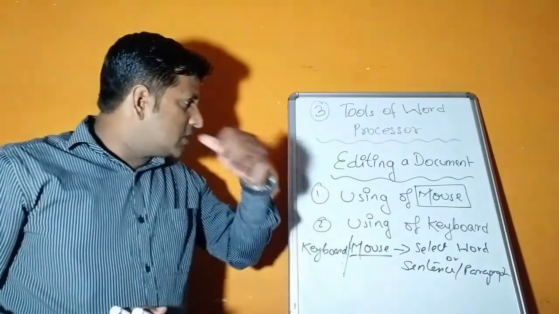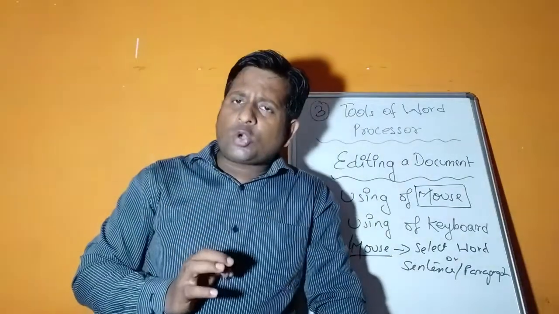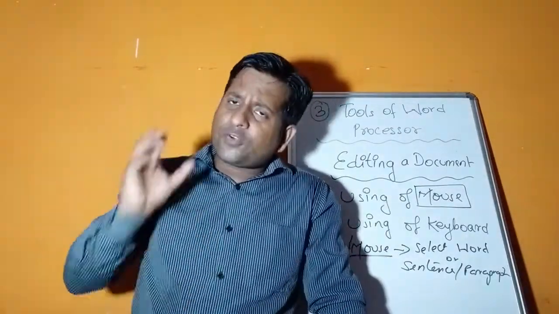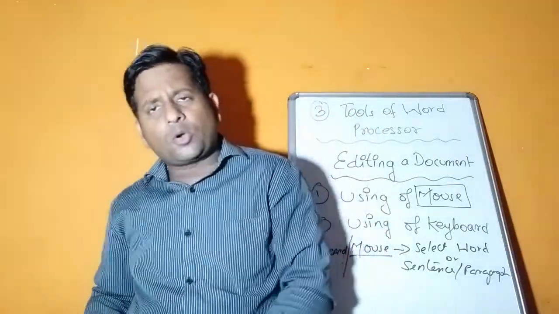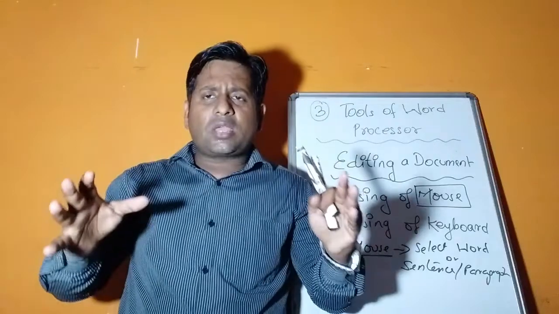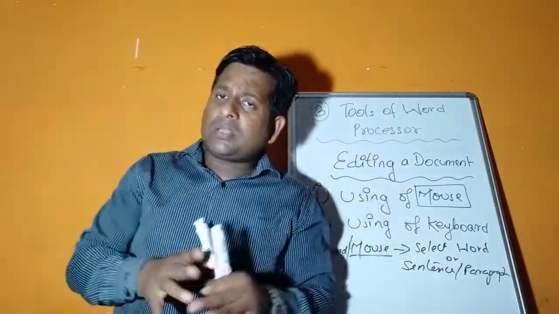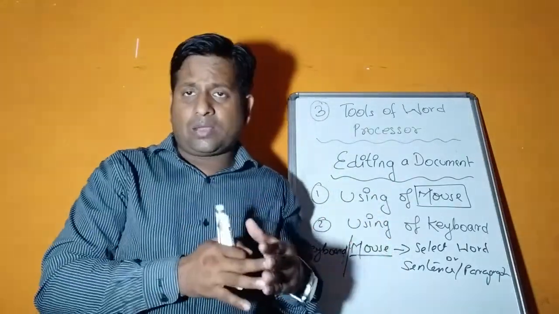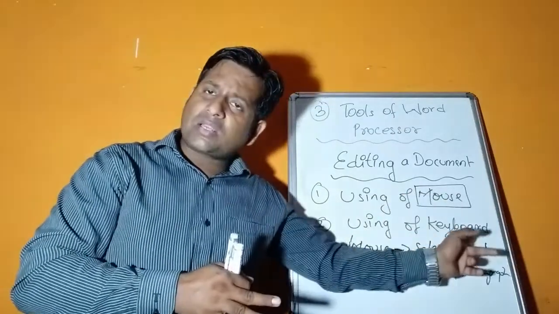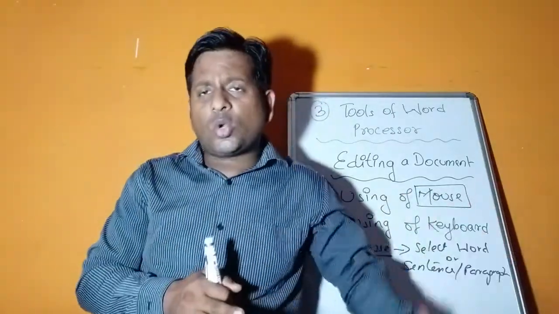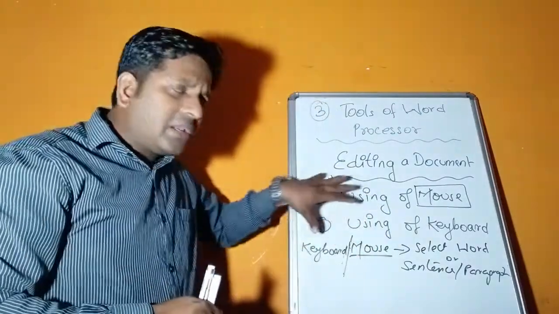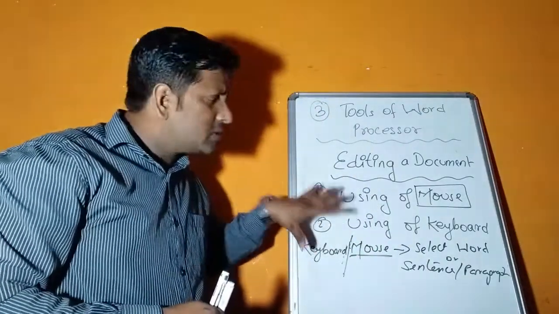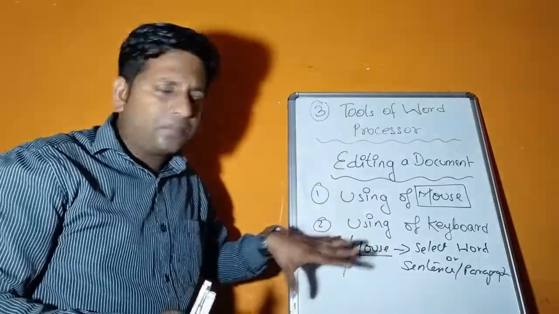So children, for editing of any document, first of all we need to select, and for selection there are two ways. Either we can select using a mouse or using a keyboard. Either way, the selection technique is again: you can select a single word, or a sentence, or a group of paragraphs, or a single paragraph.